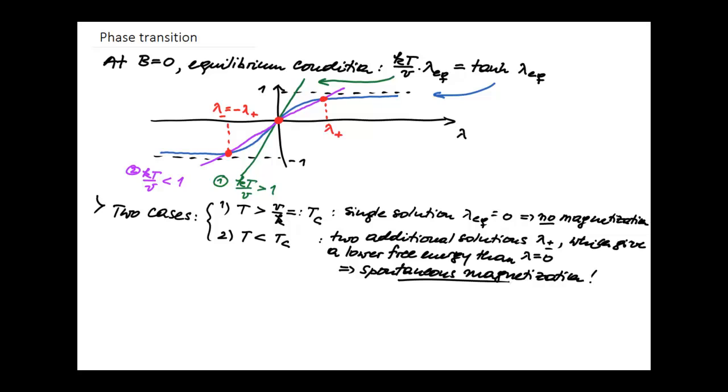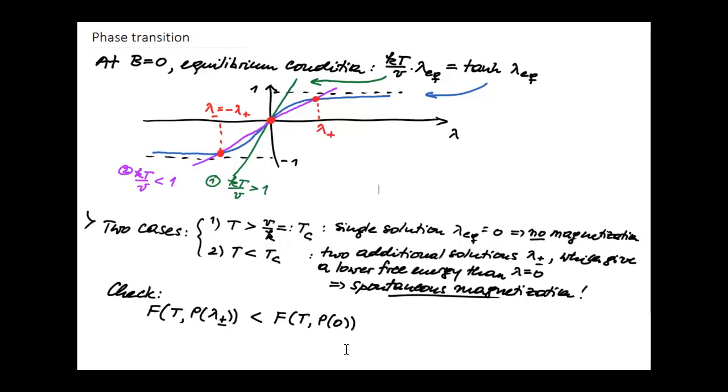You should check, I think that's a good exercise, if you verify for yourself. I'm not going to do this calculation here, but you should check that indeed the free energy, which is a function of temperature, and here I omit B because we said no external magnetic field, as a function of T and rho at lambda plus or minus is indeed strictly smaller than the free energy at lambda equal to 0.